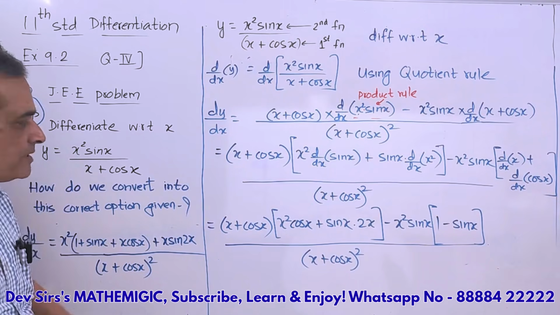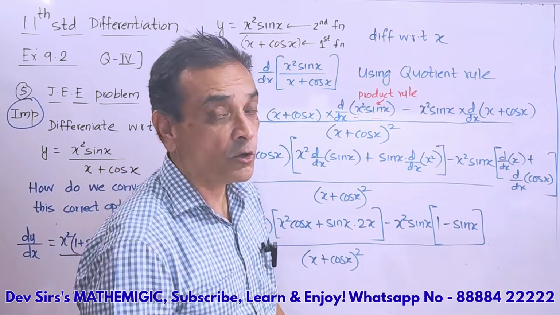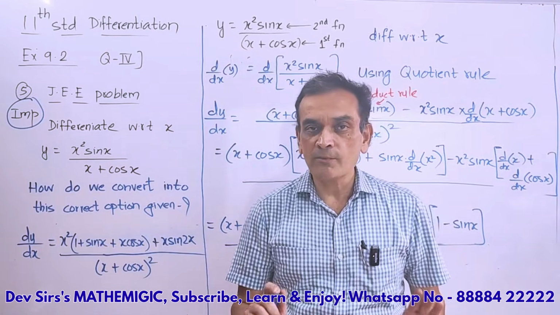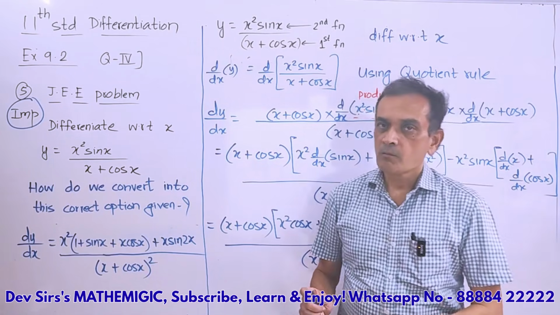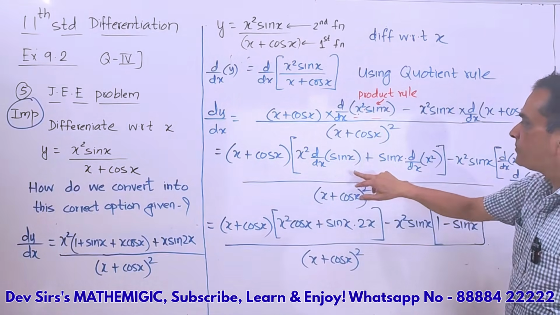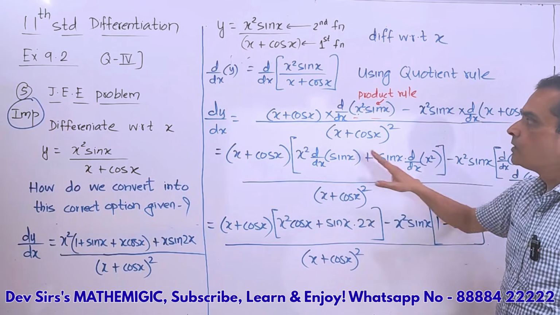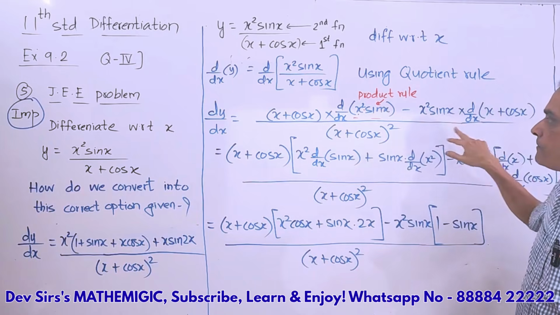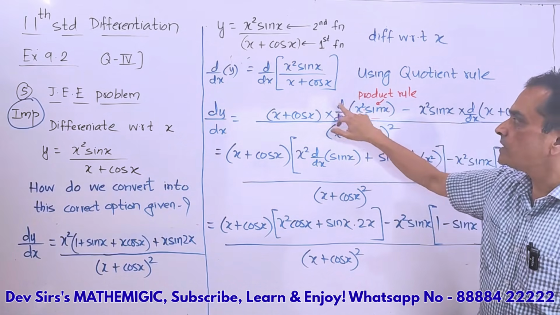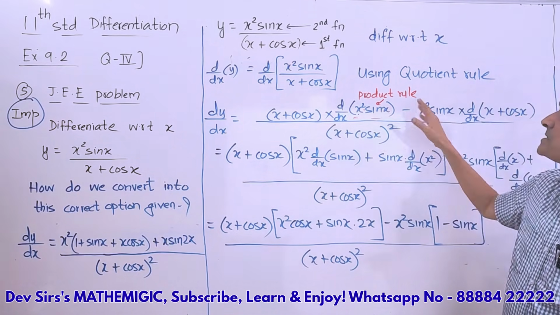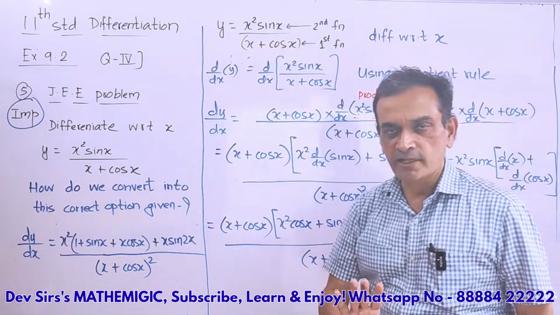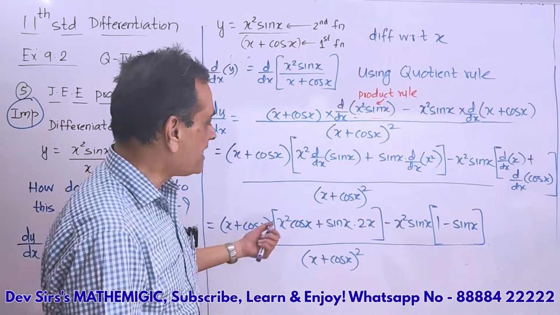So let us open up the brackets in the numerator. You have followed quotient rule and product rule. Product rule में plus sign है: first function derivative of second plus second function derivative of first. Quotient rule में minus sign है: first function derivative of second minus second function derivative of first. Those are clear. Now this is our answer.